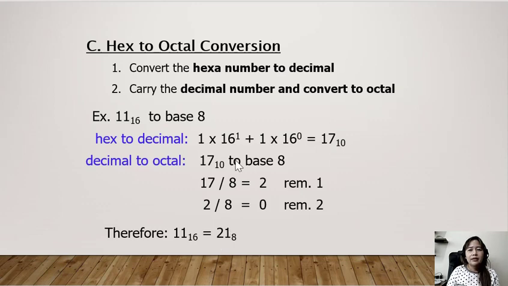So again, guys, this is hexadecimal to decimal, decimal to octal. There is no direct conversion from hexadecimal to octal. So we simply either need to go through decimal or go through binary. Just review the video on how to convert hexadecimal to binary and binary to octal if you need to use the other option.